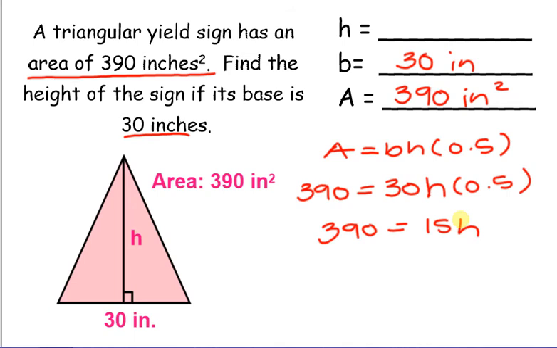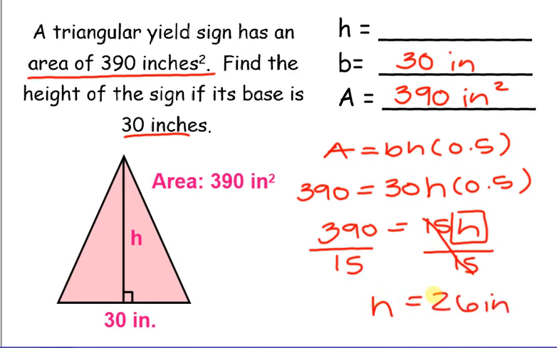And now you have a one-step equation. Box the variable, divide by 15, divide by 15. These will cancel, and you should be left with h equals 390 divided by 15 is 26. And that will be inches.